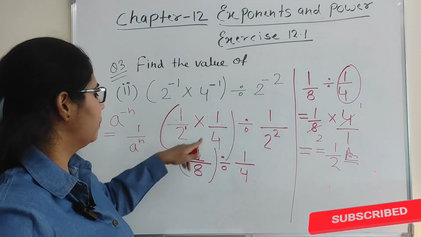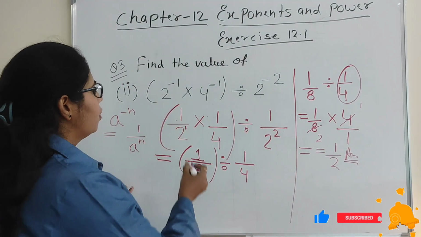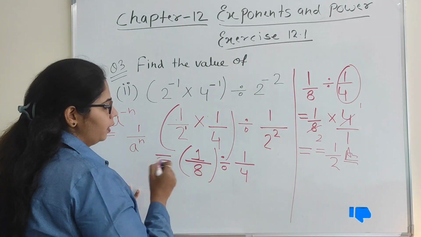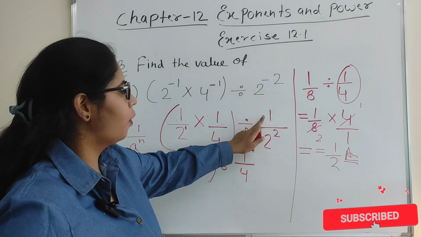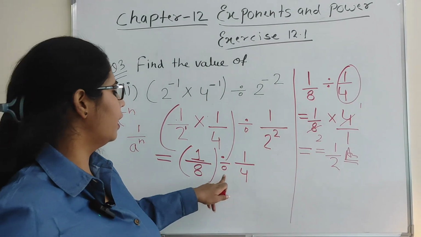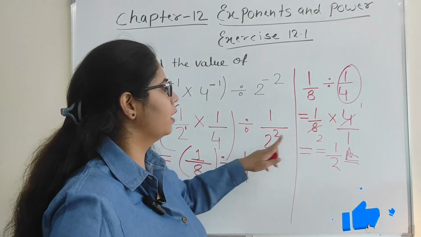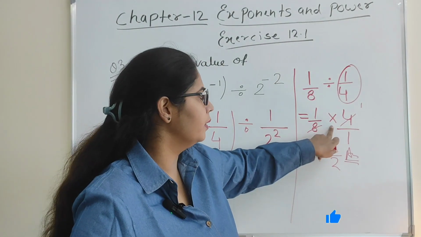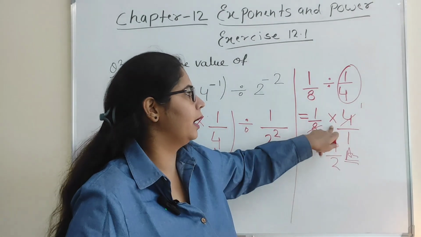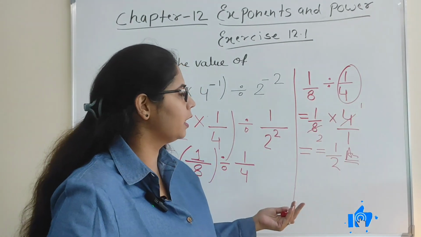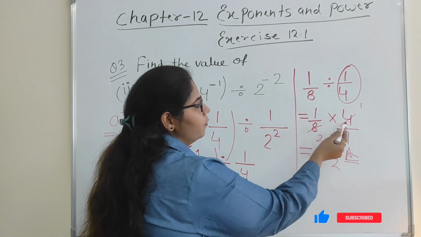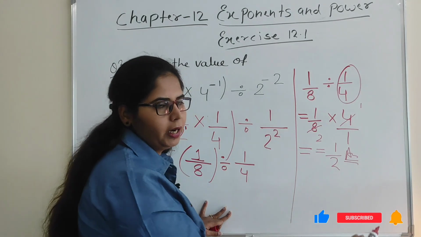Now 1 multiplied by 1 gave you 1, because numerator multiplies with numerator. 2 into 4 will give you 8. We have to divide it by 1 upon 2 square. 2 square is 4. Okay, I have to remove this division sign, so I convert it into the multiplication sign. Whenever we convert division to multiplication sign, the second term will always be reciprocal. So 1 upon 8 into 4 upon 1. 4 ones are 4, 4 twos are 8, which I cancel out.